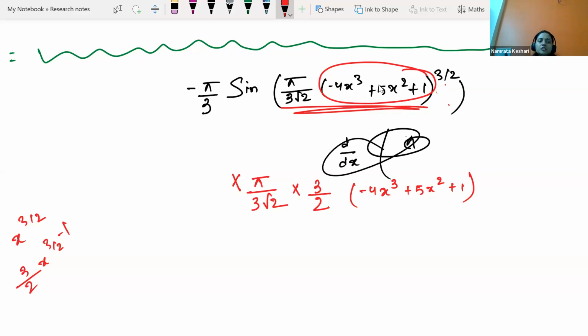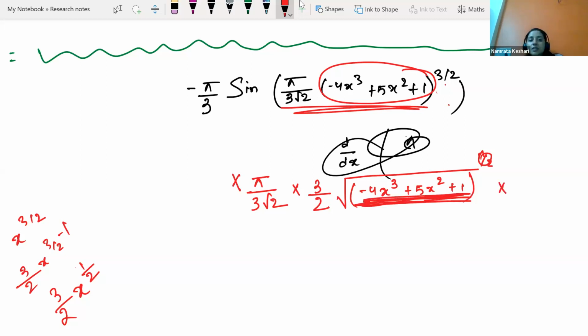Yes, Fatima, 3 minus 2, that is 1 by 2. Yes or no? Yes. Okay, here the power will be 1 by 2, or we can also write square root. Now we still need to do the derivative of this, minus 4x cube plus 5x square plus 1. What will be the derivative of this part, which we have treated as x? Minus 12x square plus 10x, right? Yes.